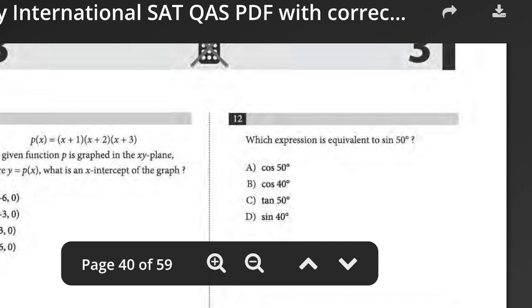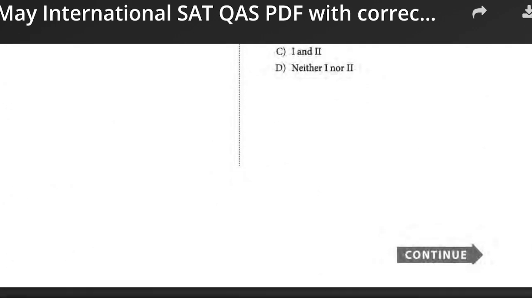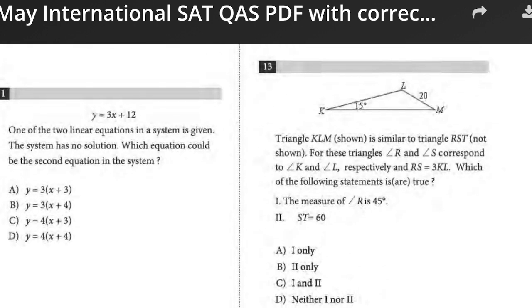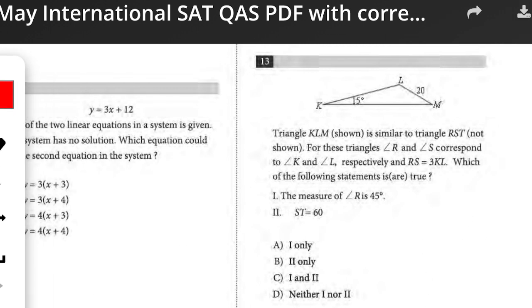Okay, now let me zoom back out to this. There we go. Okay, number 13. We have triangle KLM shown. It's similar to triangle RST, not shown. It says angles R and S correspond to angles K and L, respectively, and RS is equal to 3KL. Which of the following statements are true?